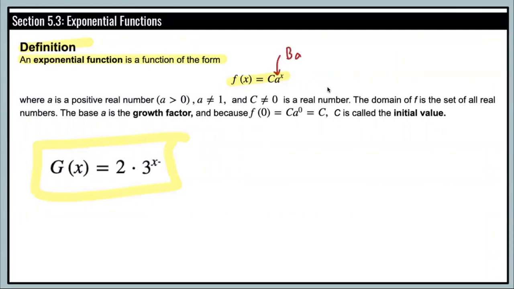right? And c is the initial value, right? So here the base is 3. And 2 is the initial value. We'll go into what that 2 means maybe later on in class.